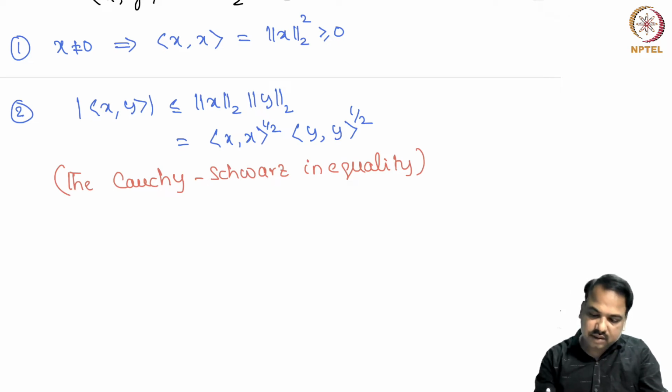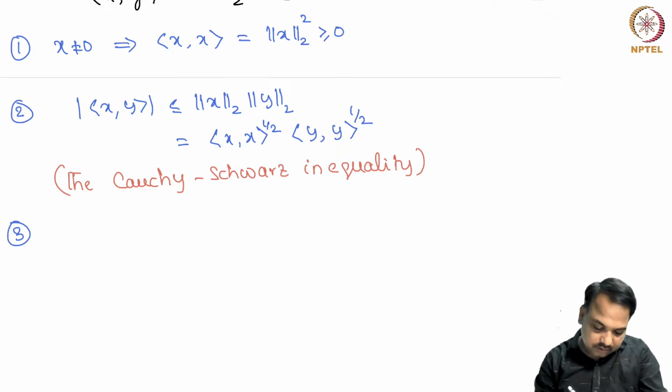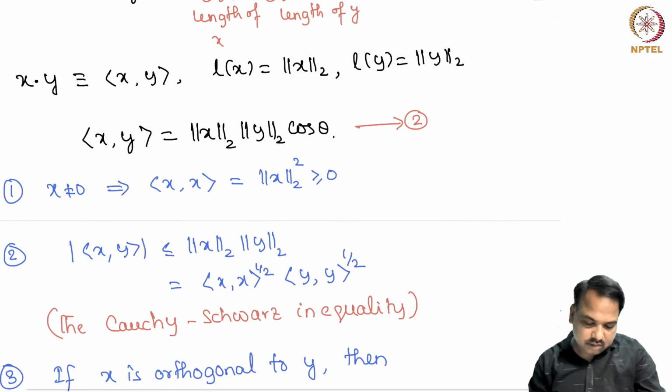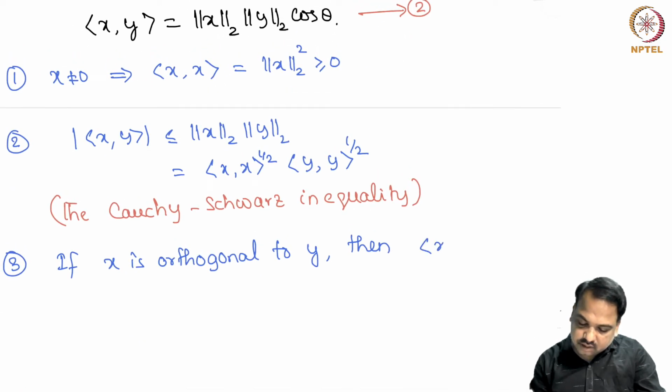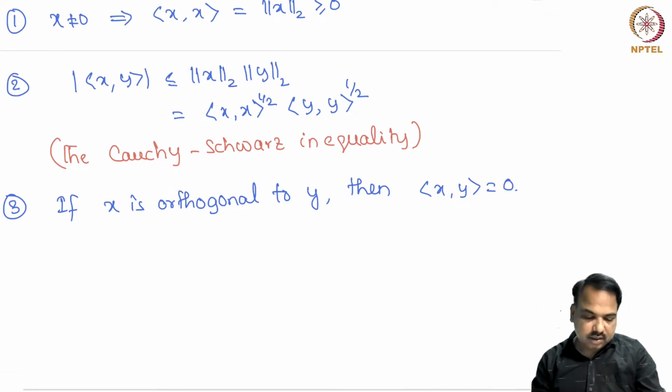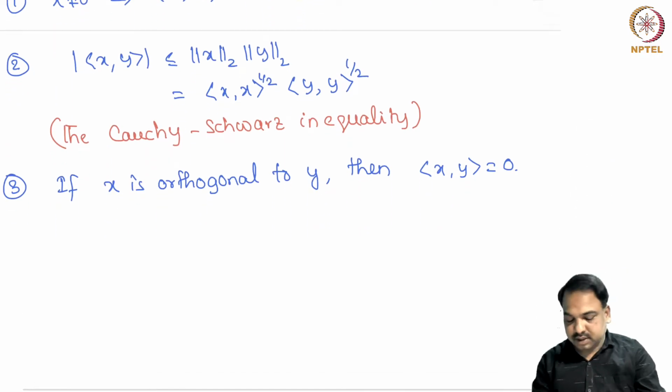Okay, the third observation is: if x is orthogonal to y, that means the angle between x and y is pi by 2, then by equation 2 we will get the scalar product to be 0. So these are the three important observations which we can make from the scalar product of two vectors in plane geometry.